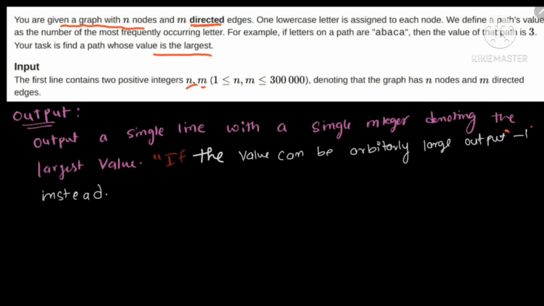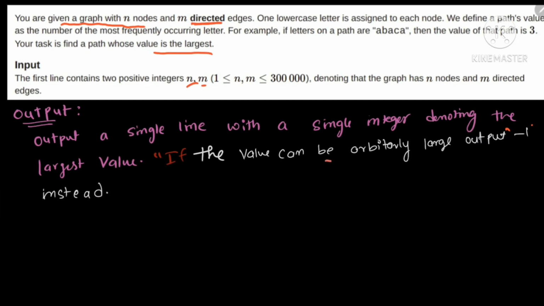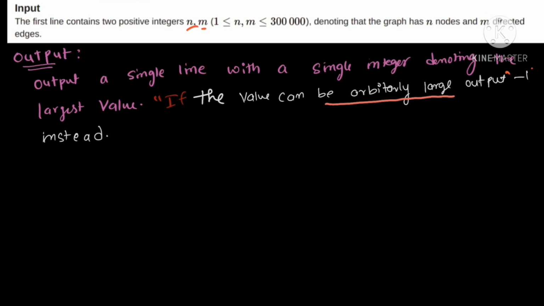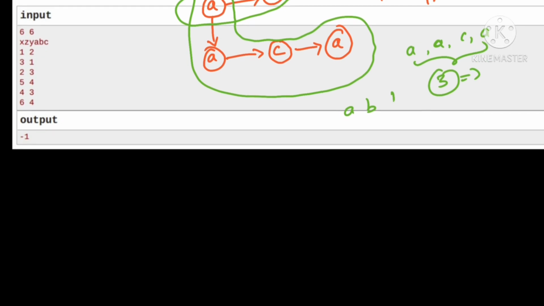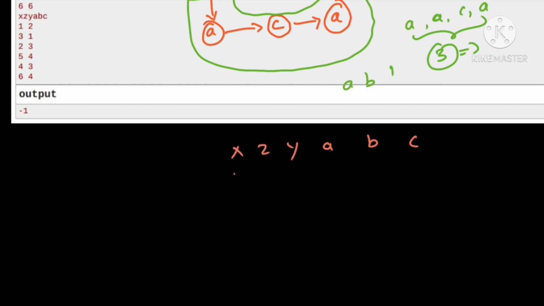So here we have seen something, right? If the value is arbitrarily large, output -1. What is arbitrarily large? In what case do we have to get -1? Let me explain that first. In this case also we just try to write the same diagram as we wrote. Now we have x, z, y, a, b, c. This is 1, 2, 3, 4, 5 and 6. So 1 is directly connected to 2. That means x is directly connected to z.